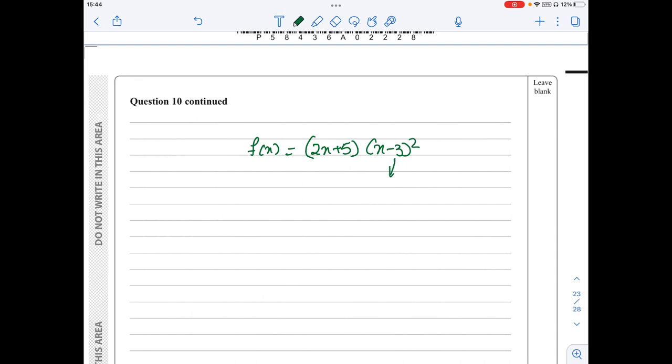So the square term will always be positive. Only 2x + 5 should be less than or equal to 0. So 2x + 5 ≤ 0. So 2x ≤ -5. x ≤ -5/2.